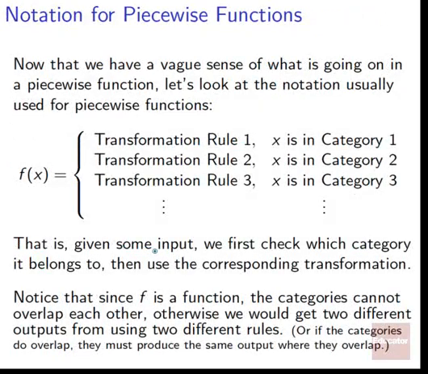So this is now a vague sense of piecewise functions. We've got this idea that a piecewise function is something where a process will happen to the input, but different things will happen depending on the specific nature of the input. That's a really good sense for what a piecewise function is.